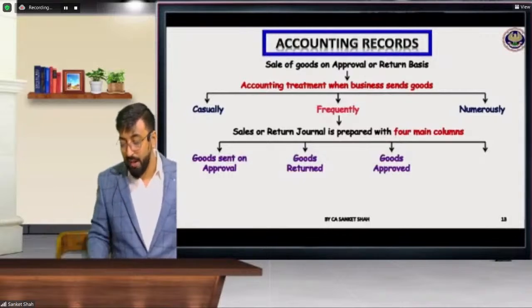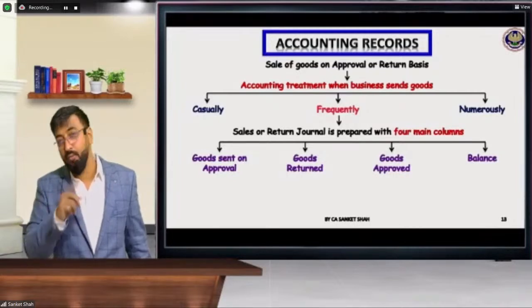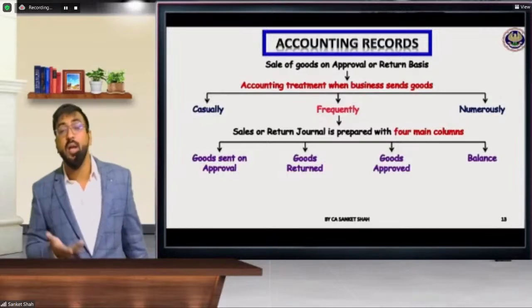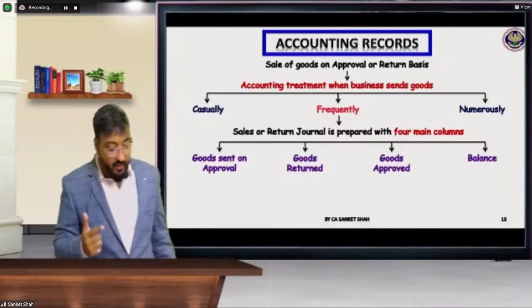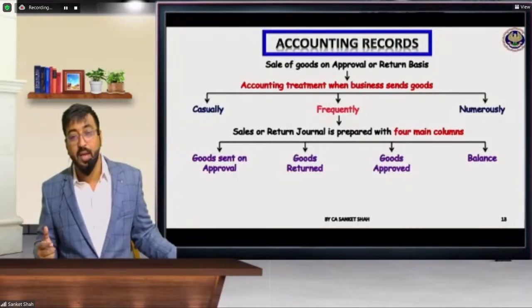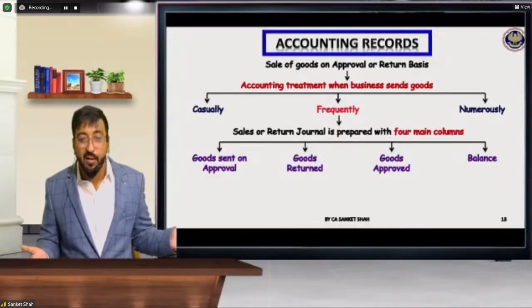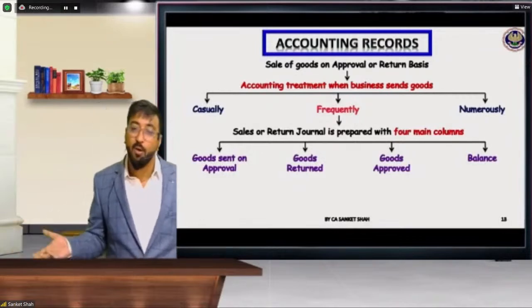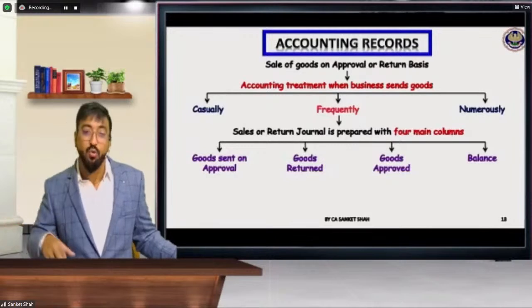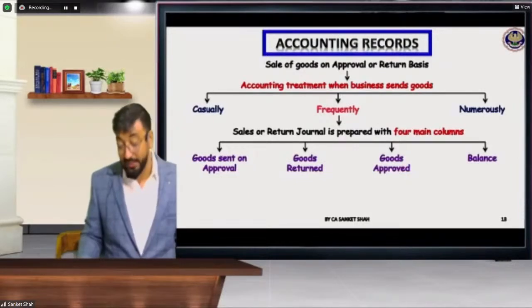So the closing balance will be the remaining 80. 70 plus 50 is 120, and the remaining goods are 80. So what will the balance be? 80 balance. Okay. How many goods were sent? 200. Out of 200, how many were returned? 50 returned. How many accepted? 70 accepted. So how many remain? 80. So these 4 columns you have to prepare. For goods approved, we will pass the entry. For goods rejected, we won't pass an entry. We will pass the entry for the balance and for goods approved. Finished. So this is very simple, sir. There are 4 columns in case of the frequent approach.